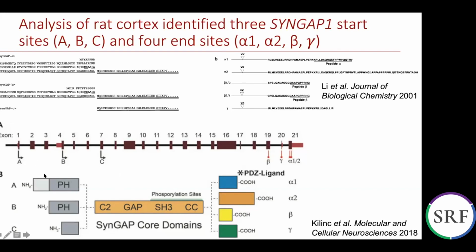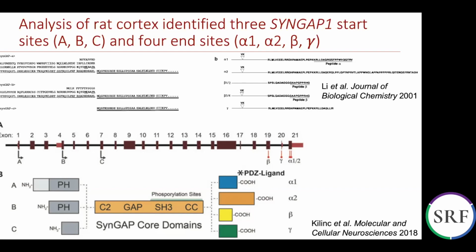But at the start, you've got three options. You've got a long, a short, and a very short, which are called A, B, and C. And at the end, you've got a bit more variety, but which they've sort of condensed in these four colors here. And there's a very short one labeled beta, a slightly longer one, gamma, slightly longer than that, alpha 1, and the longest is alpha 2. And so you can have combinations of these three at the start and four at the end, and that leads you to make a functional protein.